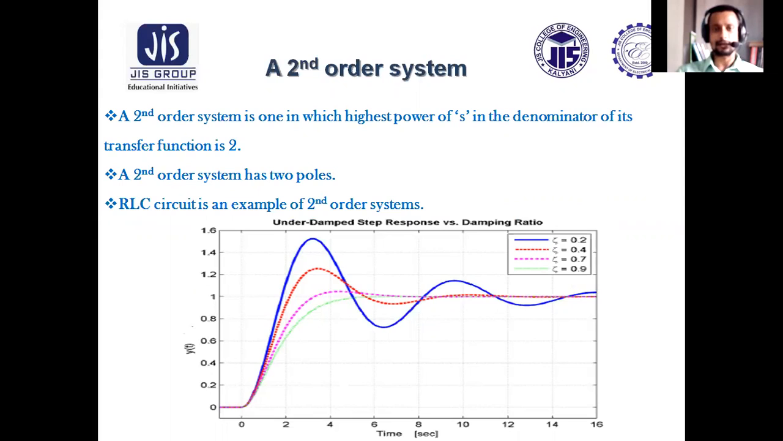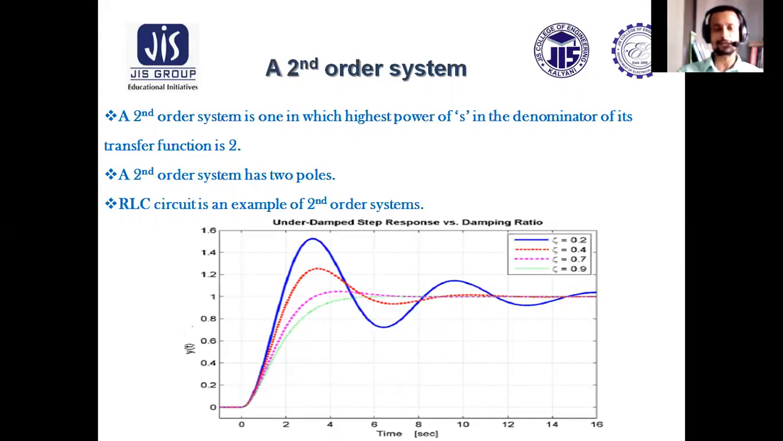As we discussed in earlier classes, the order of a system is defined by the highest power of s in the denominator of its transfer function. So a second order system has the highest power of s equal to 2 in the denominator of its transfer function. For example, if you remember, an RLC series circuit or parallel circuit is described by a second order differential equation, or the transfer function of an RLC series circuit will be a second order equation. So an RLC series circuit can be considered a second order system.